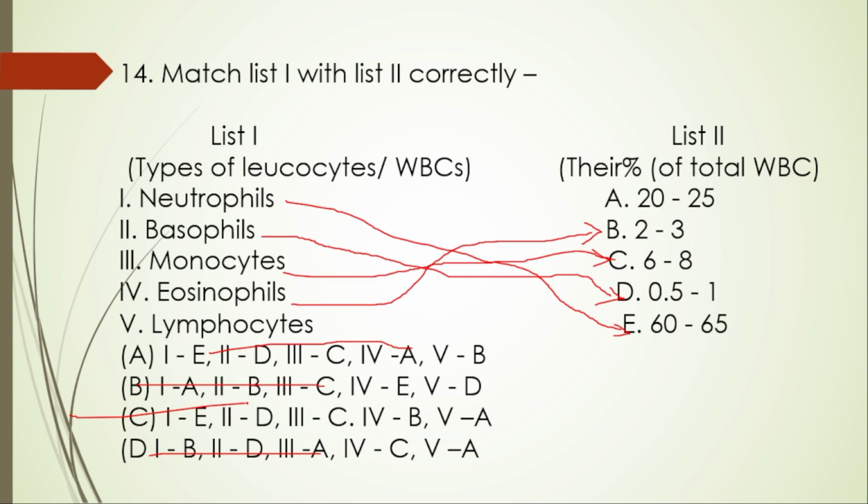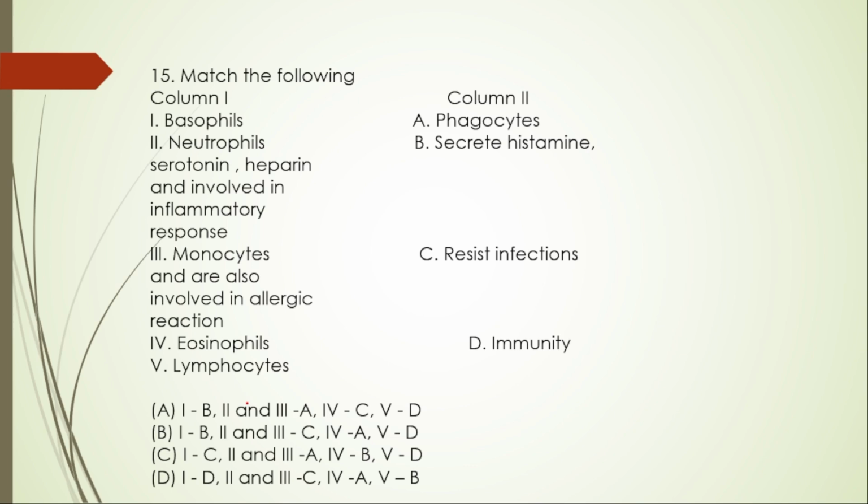And then lymphocytes, lastly, are 20 to 25%. So here the right option is option C. Next, again a match-the-following type of question. Question number 15: match column 1 with column 2.